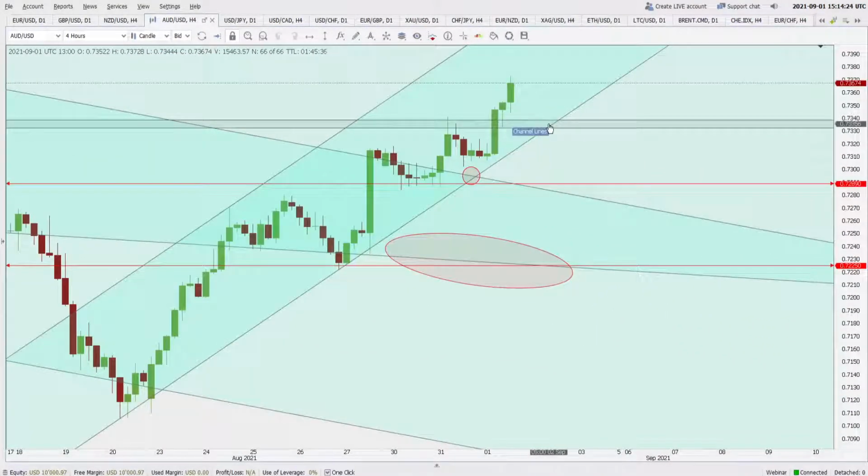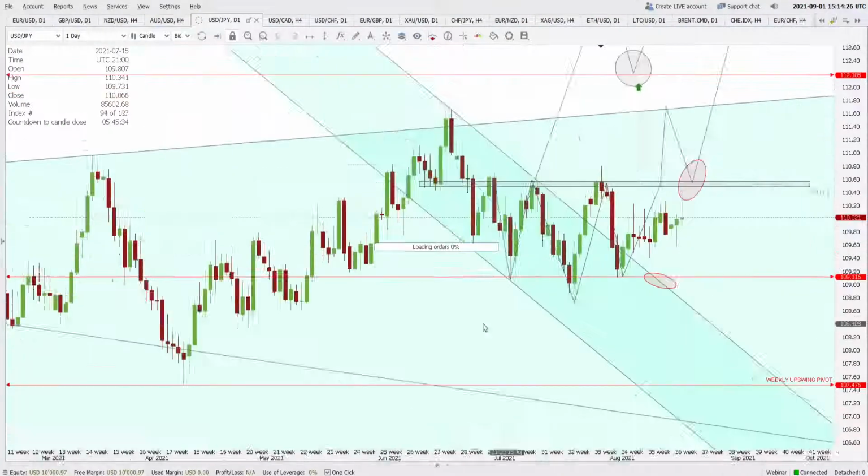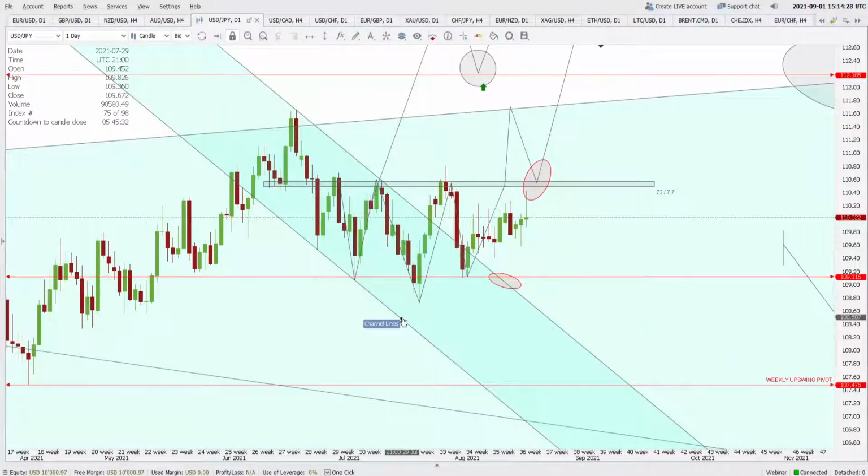Okay, here USD JPY, it went today into the zone of resistance and got rejected.